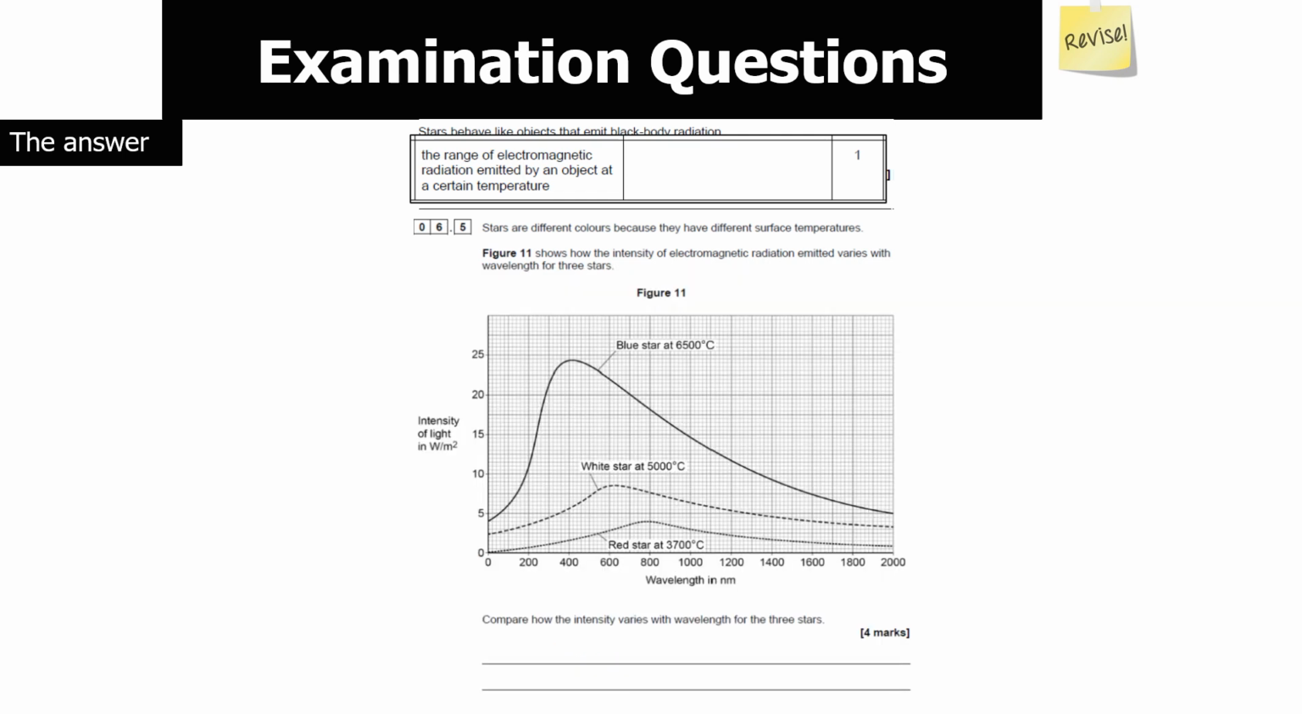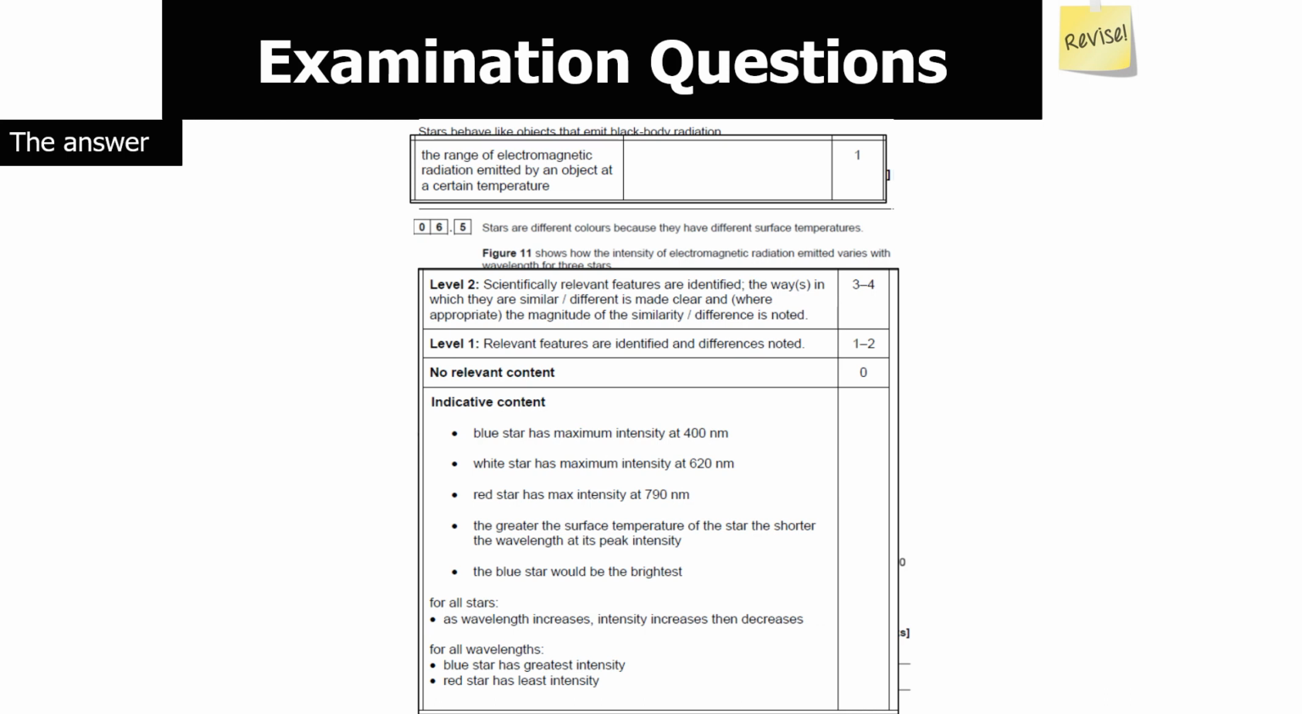So you'll see here that the blue star, you'll notice, has a maximum wavelength at approximately 400 nanometers. The white star has a maximum intensity at 620 nanometers, and the red star has a maximum intensity at 790 nanometers. So this tells you that the greater the surface temperature of the star, the shorter the wavelength at its peak intensity, and so therefore the blue star will be the brightest.